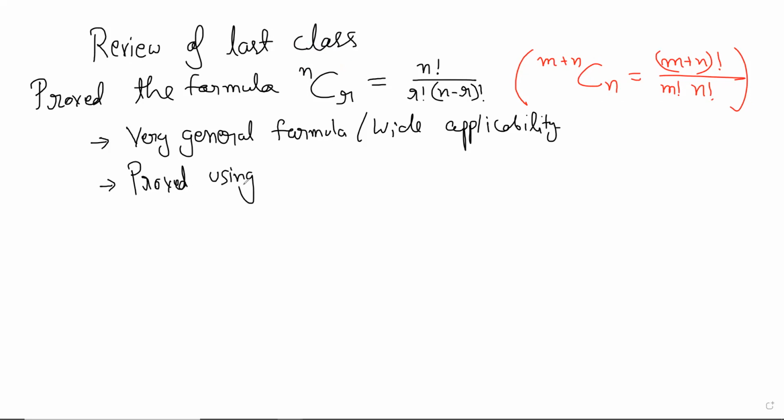We proved this using the model of the number of paths. Now this path is understood, the rules we know: either you move to the right or you move up. Number of paths from, let's say, 0,0 to m,n.